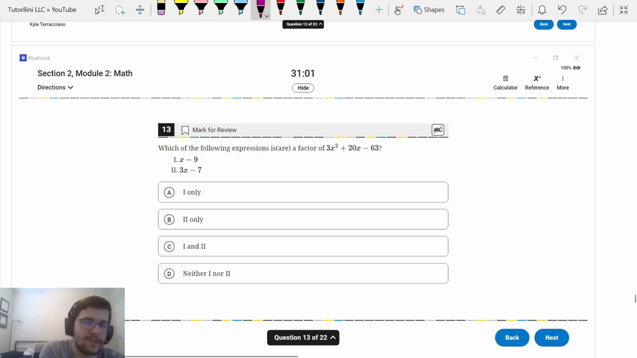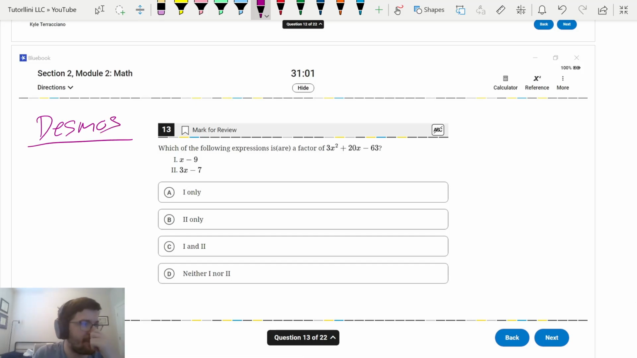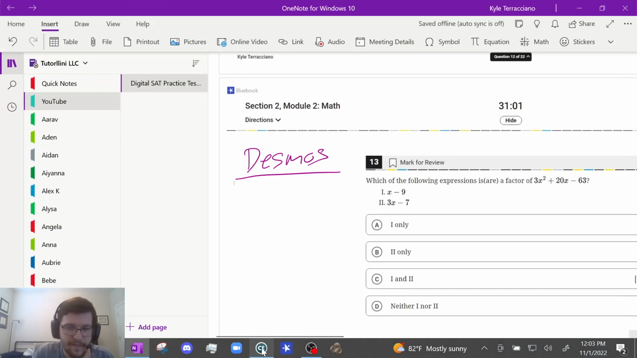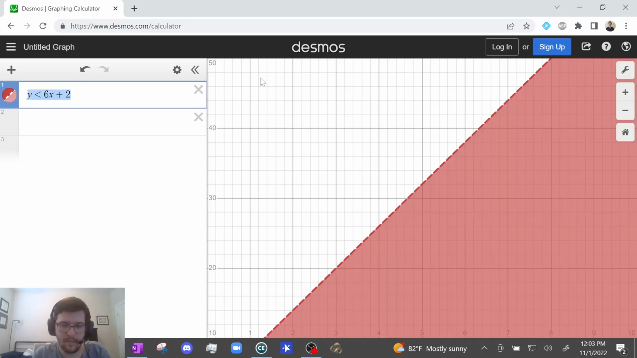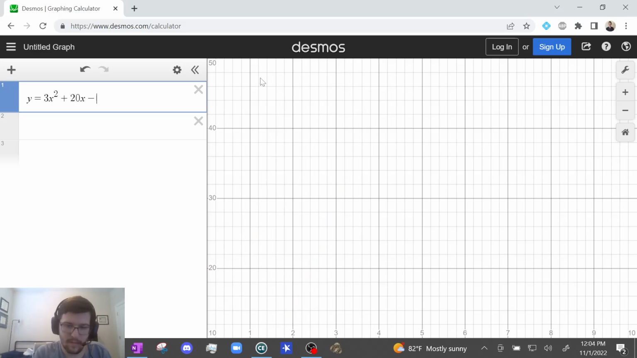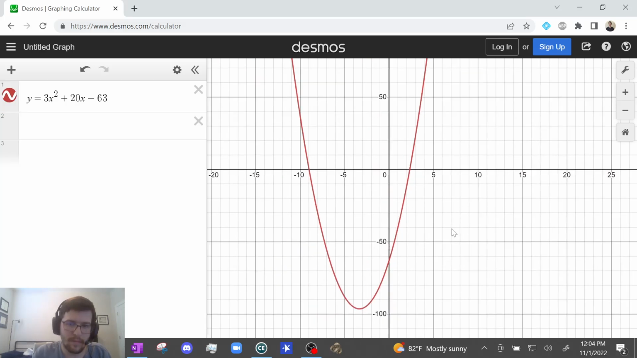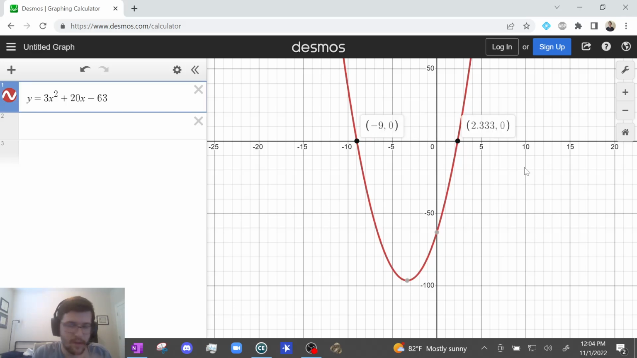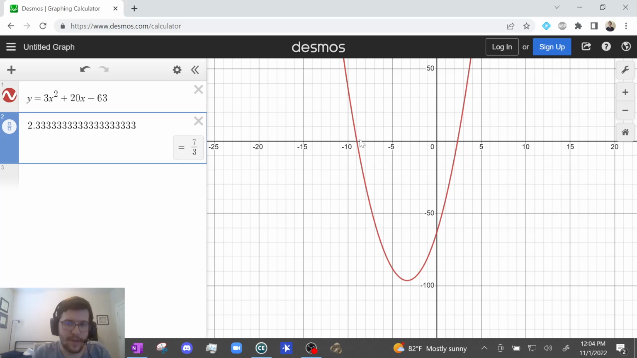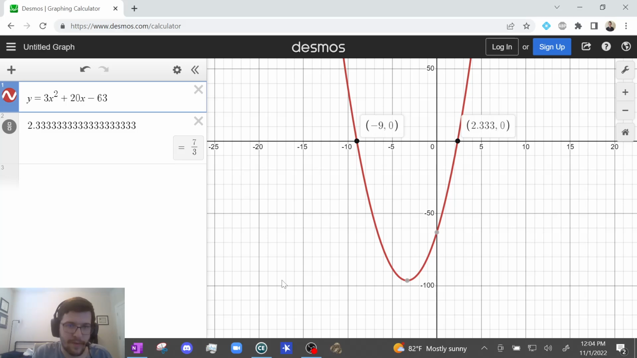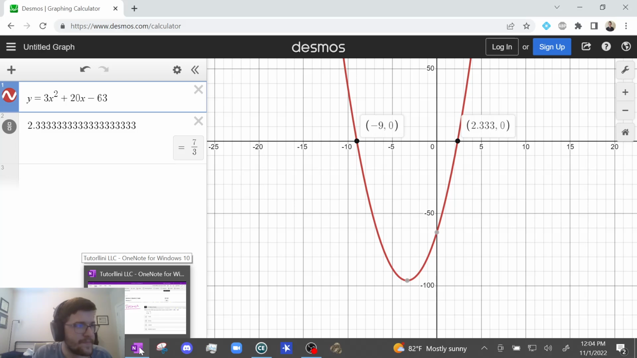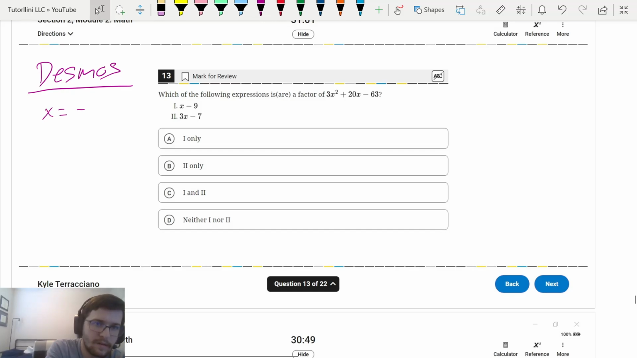Okay, so you actually can use Desmos to solve this one. If I graph this, 3x squared plus 20x minus 63, let's do that. So you see, we get -9 and 2.333. Let's check what 2.3333 is. 7 over 3. So we get -9 and 7 over 3 for the x values for the solutions if it's equal to 0, right? The x-intercepts. Okay, let's write that down. The x-intercepts are -9 and 7 over 3.